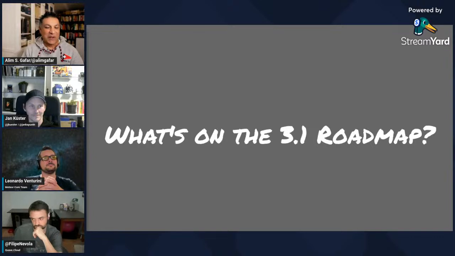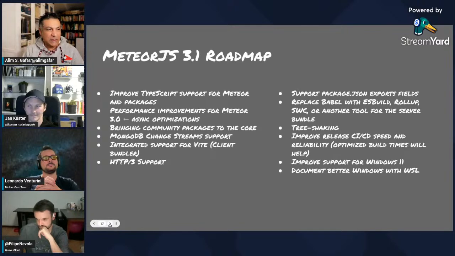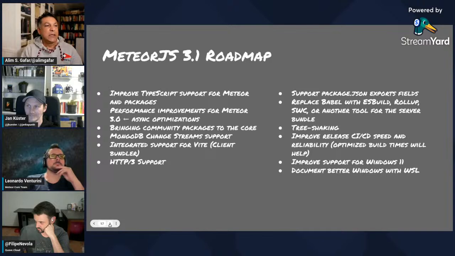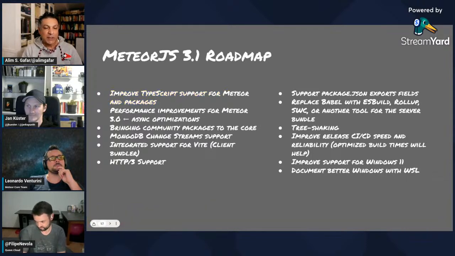this is the big question. What's on the 3.1 roadmap? I'm going to just summarize really quickly what I have here. If we want to go to the next slide, Jan, we'll work off this, right? But what we have on a high level from that Meteor doc that we showed you the link to earlier is the high level items are to improve TypeScript support for Meteor and packages, performance improvements for 3.0, which is to say some async optimizations, bringing community packages to the core. So I think, Filipe, you probably have some insight into which packages we're talking about here.